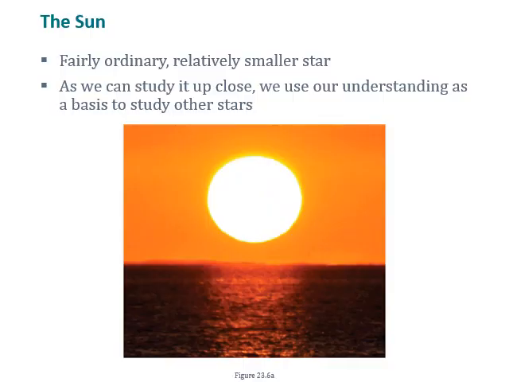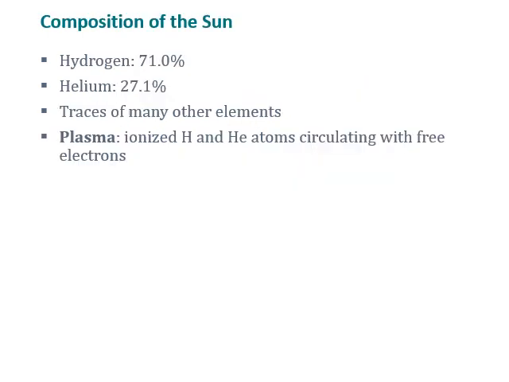Our Sun is a relatively small star and is fairly ordinary. When we study it up close, we use our understanding as a basis to study other stars. Our Sun is composed of 71% hydrogen, 21% helium, traces of many other elements, and of plasma, which is a state of matter that includes ionized hydrogen and helium atoms circulating with free electrons.